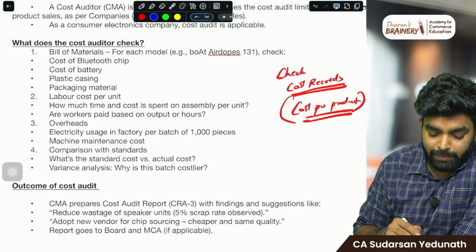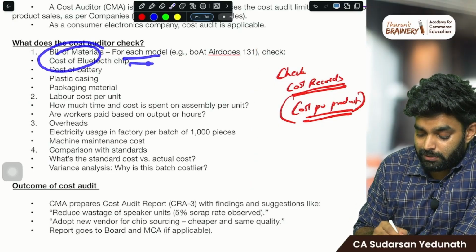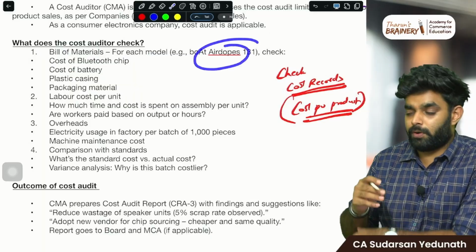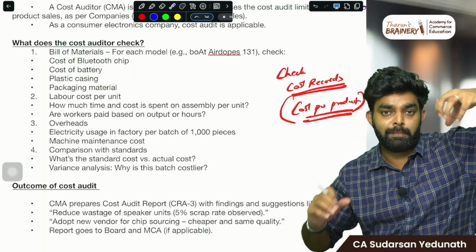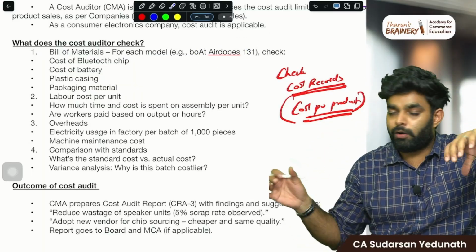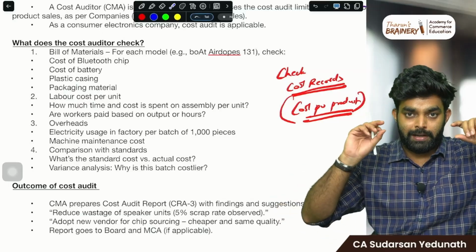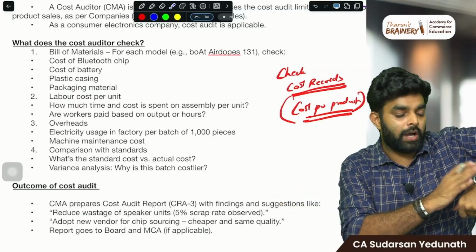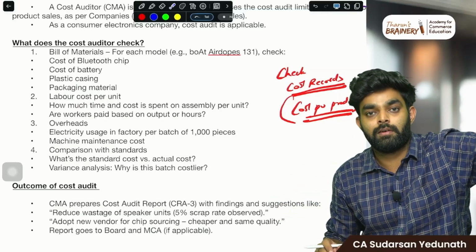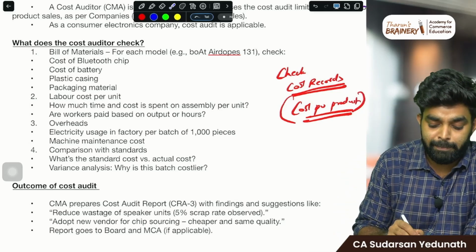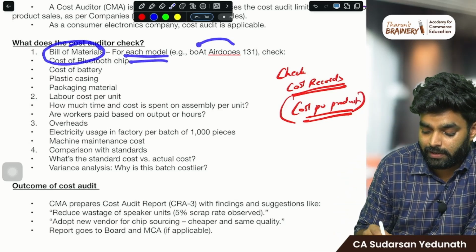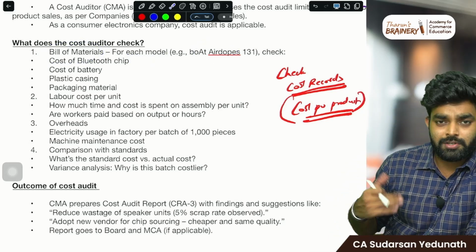First I may be looking at the bill of materials for each model. For boat earphones, normally they will need plastic box, plastic material, some magnets, all these things. But for some watch, they may need some different raw materials. So I'll be looking at the bill of materials for each model, the earpods, this watch, all these things.